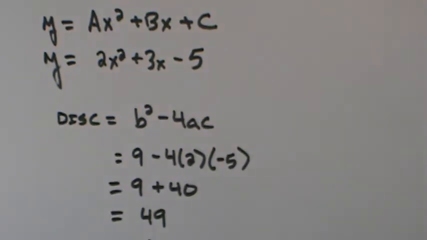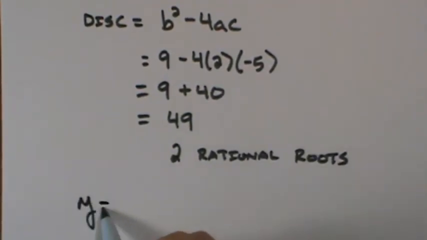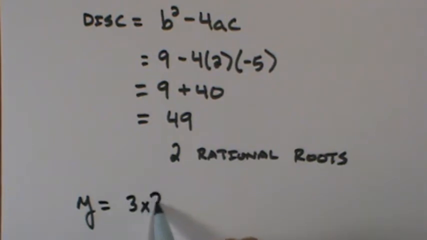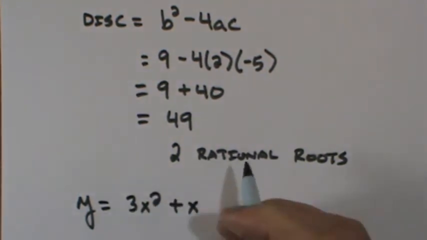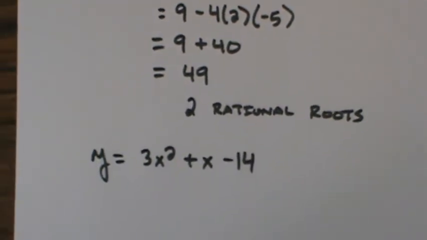When I go to make an example, I get the opposite of what I'm looking for. So let's try it again. Let's just make up something. y equals 3x squared plus x minus 4. Now that's going to work too. How about 14? We'll do 14. How about that? Let's see what happens with that.